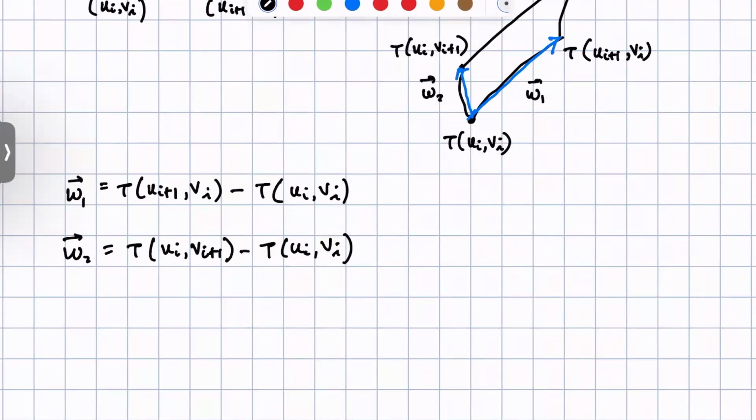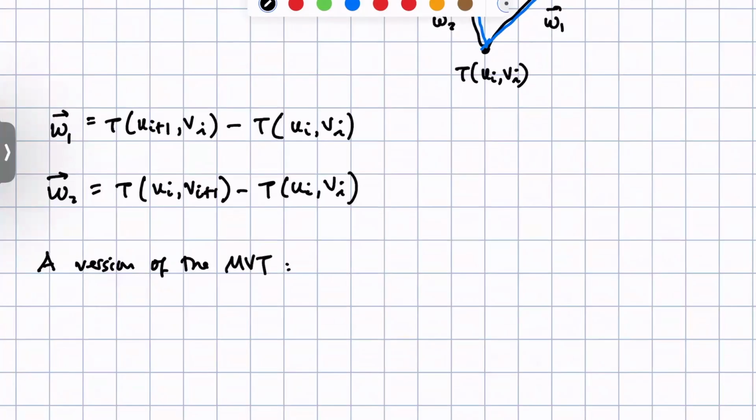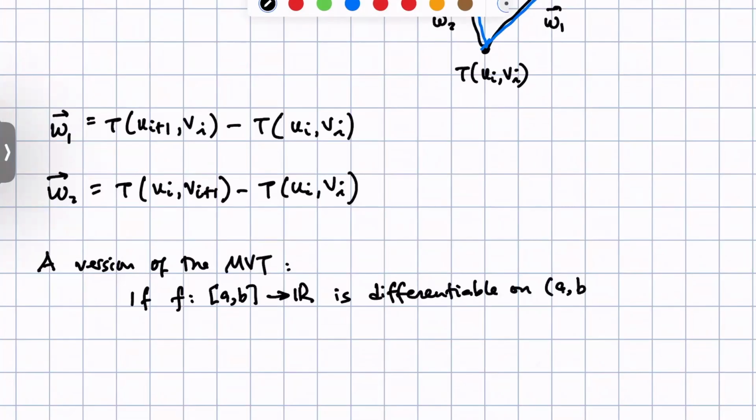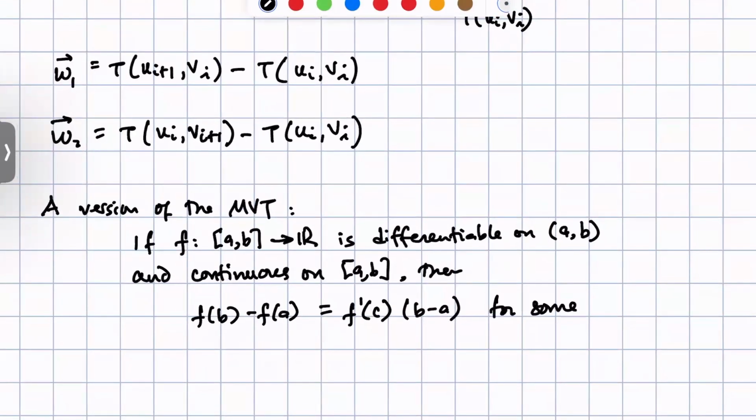Now, what we're going to use here is a version of the mean value theorem. So what does the mean value theorem say? It says that if f is differentiable on the interior of a closed interval and continuous on the entire interval, then f of b minus f of a is equal to f prime of c times b minus a, for some c between a and b.